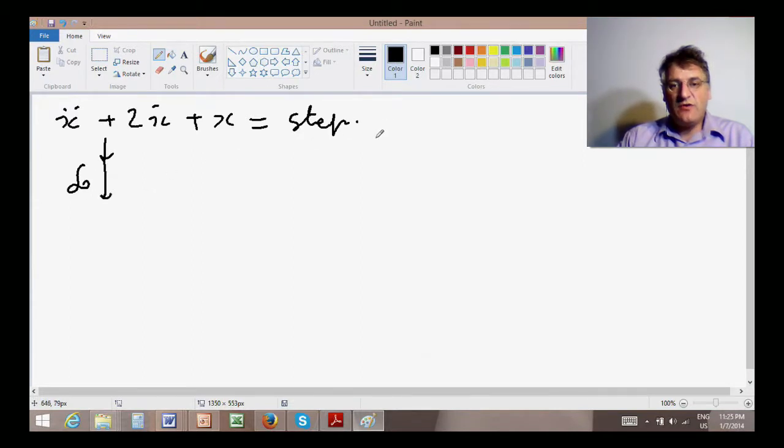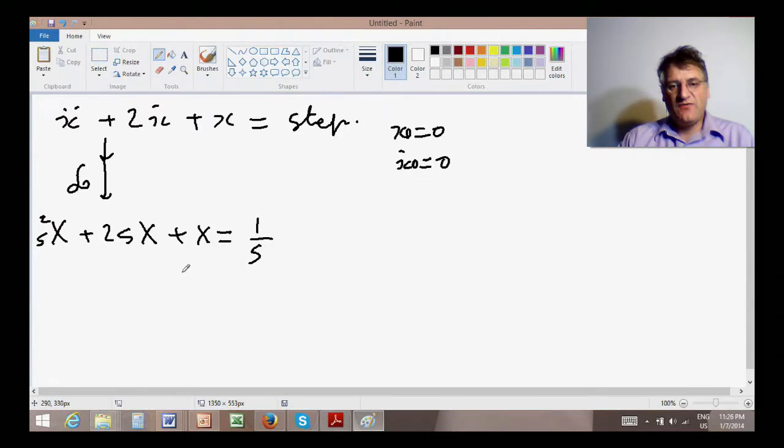Here, to keep things simple, we'll make sure that the initial conditions, x of 0 and x dot of 0, are 0. So we don't need anything else but s squared X plus 2sX plus X, and we don't have to put the initial conditions there. You will see in the future that this happens more often than not. This is equal to the Laplace transform of a step. What's the Laplace transform of a step? 1 over s.